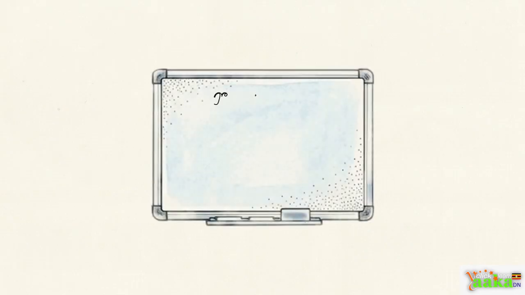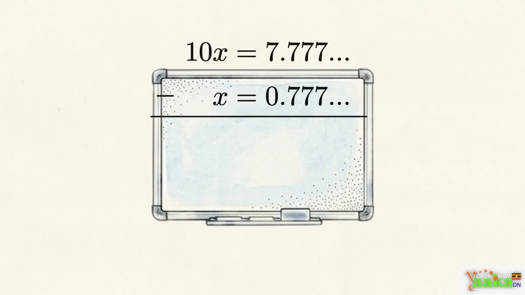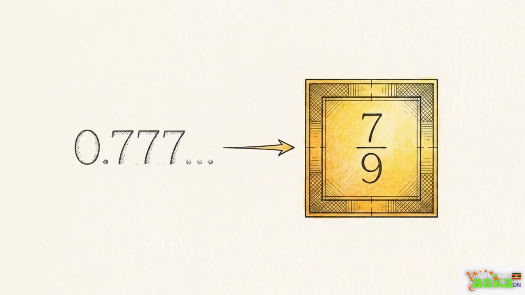Here's the correct working. You set x to 0.7 repeating, multiply both sides by 10, subtract your original equation, and solve for x. You should end up with 7/9. This method takes an infinitely repeating, chaotic number and locks it down into a clean, precise fraction that we can easily use for real calculations.